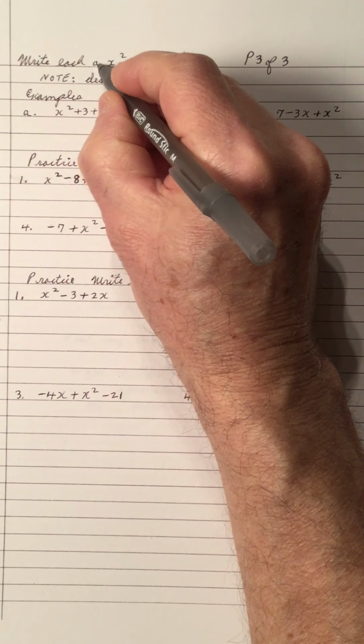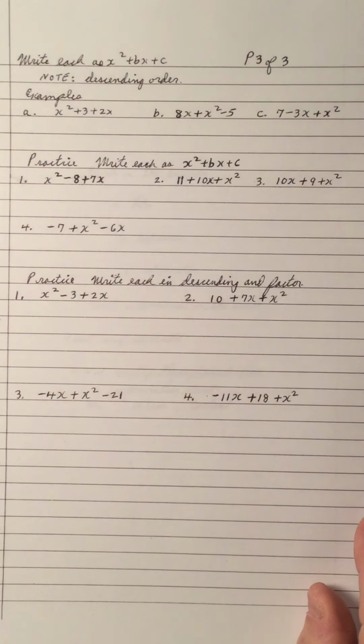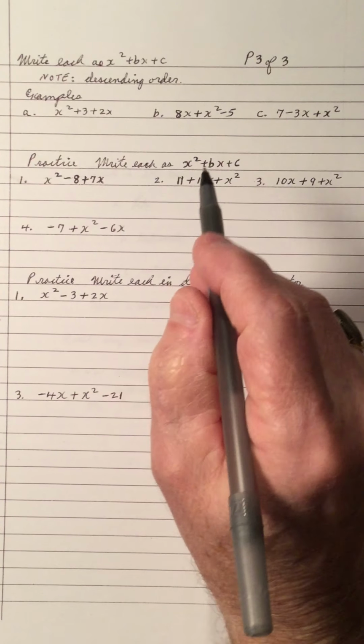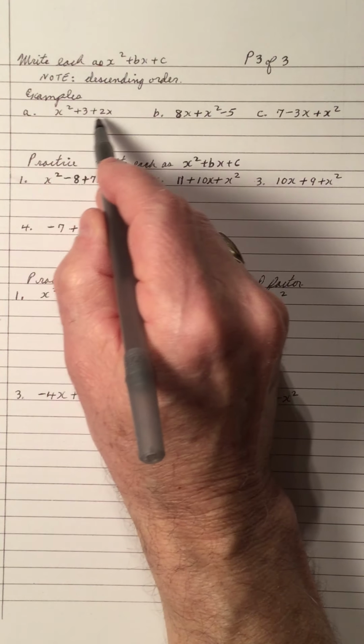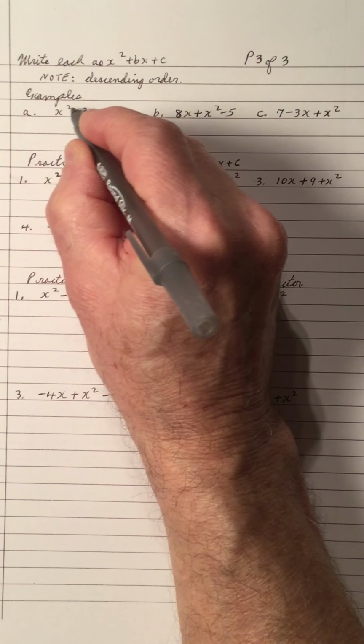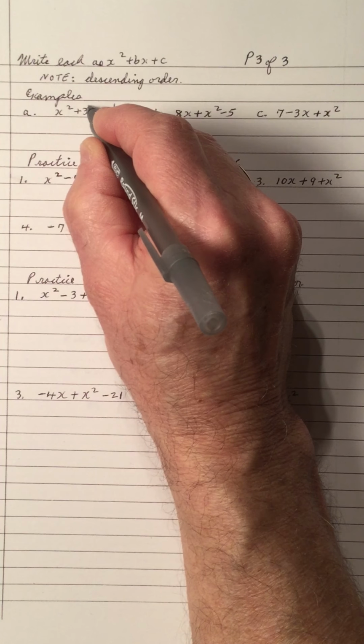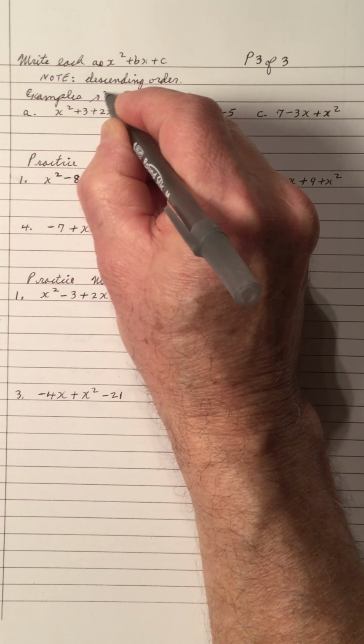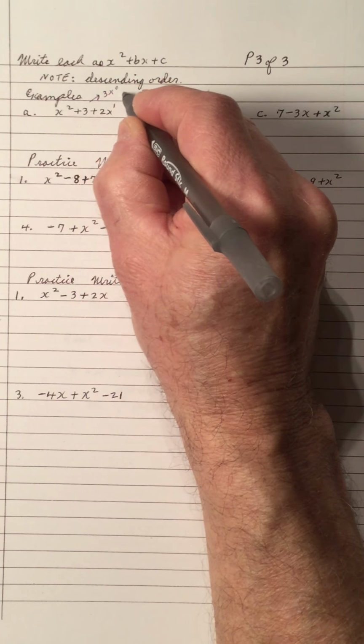Write each as x squared plus bx plus c in descending order. So some examples. Put in descending order. Descending order, we have a 2, a 1, and a constant. And just to remind you, the constant is understood to be 3x to the 0.